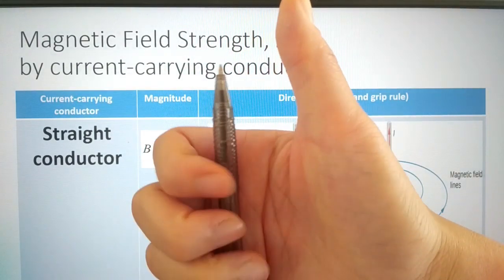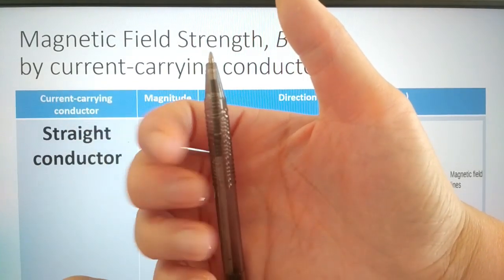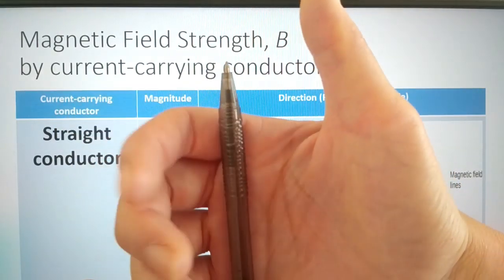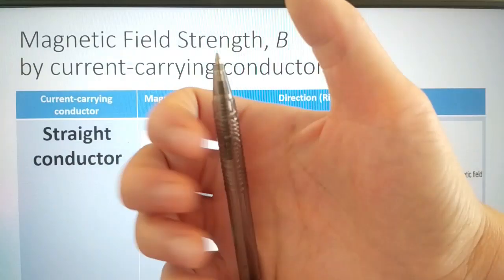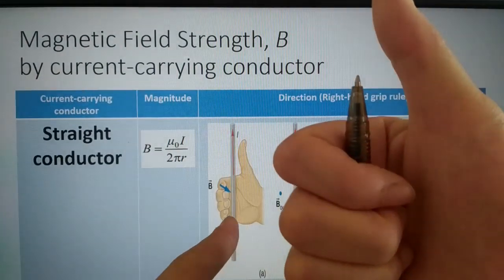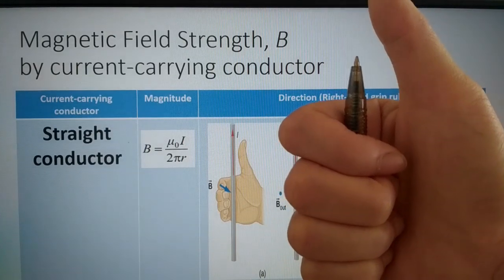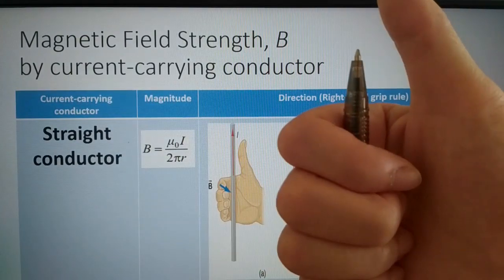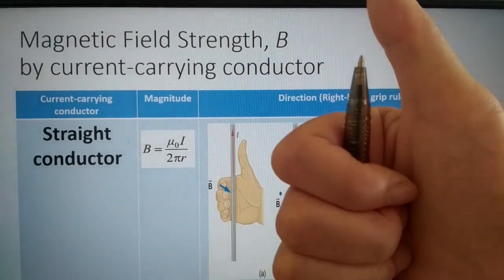And see the direction of the rest of your fingers. Where do the rest of your fingers curl? If you look from the top view, it is curling anti-clockwise, just like in this diagram here. So you can say that the magnetic field flows anti-clockwise from the top view.